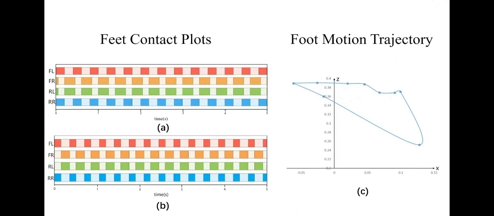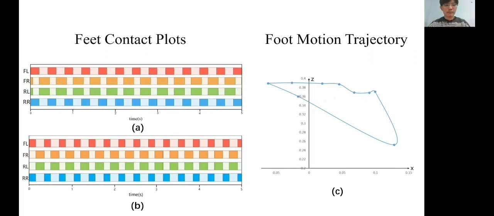And picture A represents the foot contact law when the speed of the robot is less than 0.7 meters per second, and picture B represents the foot contact law when the speed of the robot is greater than 0.7 meters per second. And the picture on the right is the foot motion trajectory. And we can see that it's very smooth and natural.